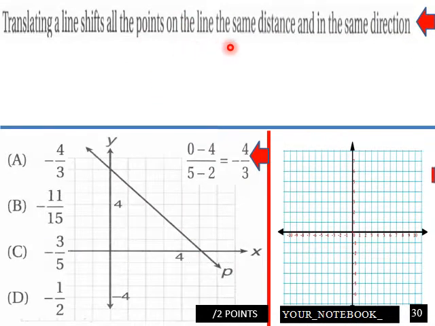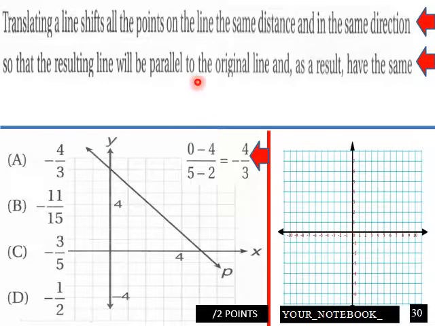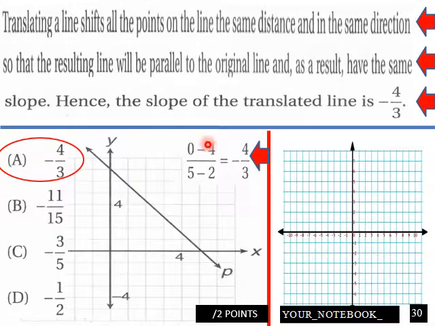Translating a line shifts all points the same distance in the same direction. It will be parallel to the original line and therefore have the same slope. Hence, the slope of the translated line will be negative 4/3.